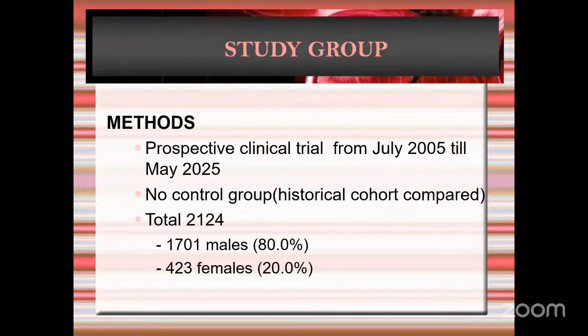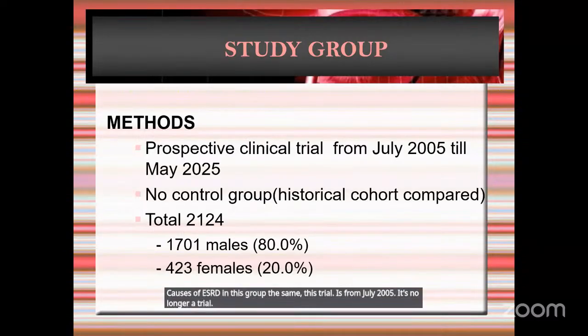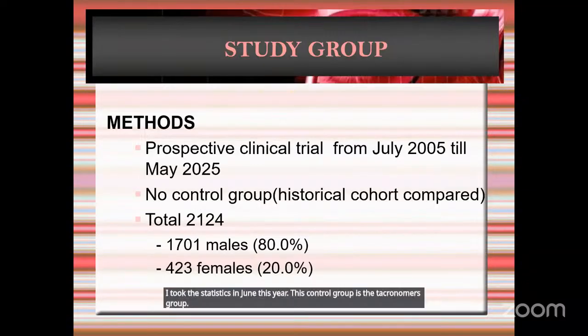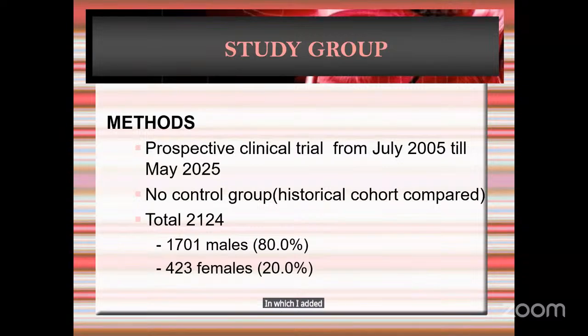Causes of ESRD in this group are the same. This trial is from July 2005. It's no longer a trial, but it's for study purposes. I took the statistics in June this year. This control group is the tacrolimus group, in which I added 5 mg of prednisone at the end of 1 month, after I started thymoglobulin induction.